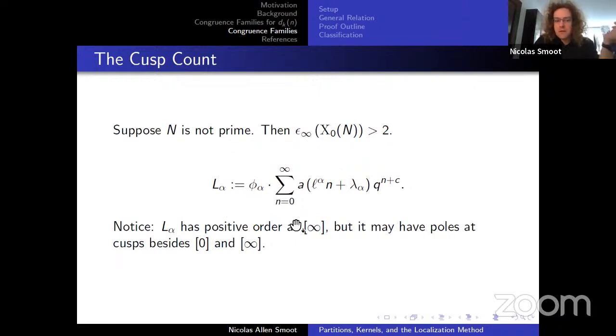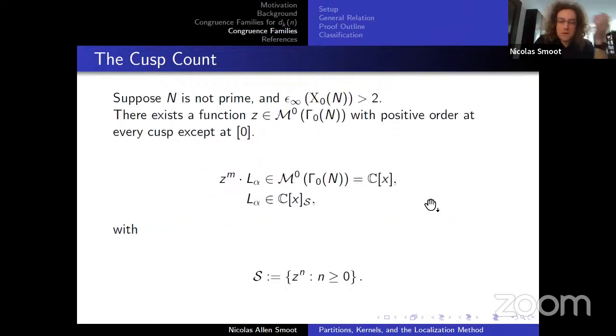What this means is this function L alpha will have positive order at infinity because of the way the powers of q are designed, but it may have poles at other cusps besides 0 because the cusp count is greater than 2. There are more cusps than just these two. So it's no longer necessarily possible to write L alpha as just a polynomial in x. But I can rig L alpha by multiplying by a function, say z, that has positive order at every cusp except, say, 0.